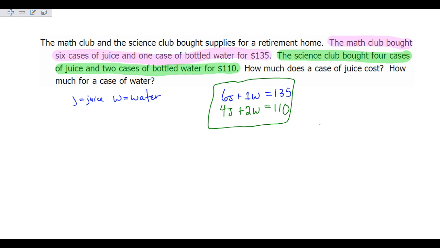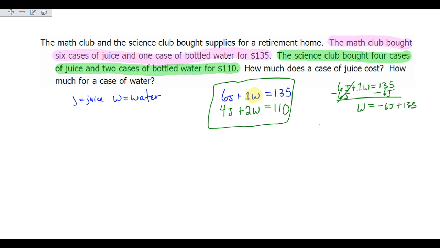So let's see, I need to solve for one variable. So I think I'm going to get this one by itself. It looks the easiest to me. So if I get that W by itself, I would have to minus 6J from both sides. So if I had 6J plus 1W equals 135, and I want to get W alone, I could minus 6J, and I would have W, 1W or W, same thing, is negative 6J plus 135.